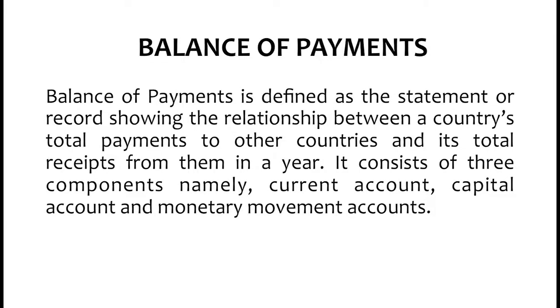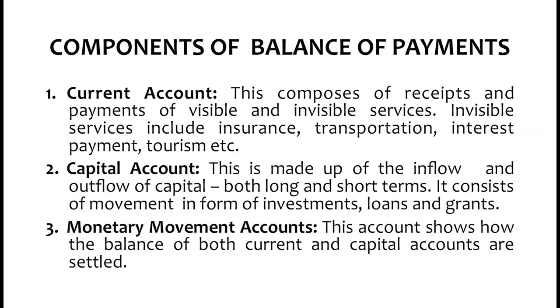And it consists of three components. Balance of payment consists of three major components, which we are going to see. The first component is known as current account, followed by capital account, and the last one, monetary movement account. We will look at them one by one. The first one, which is current account, comprises receipts and payments of visible and invisible services. Invisible services include transport, insurance, interest payments, tourism, and so on and so forth.